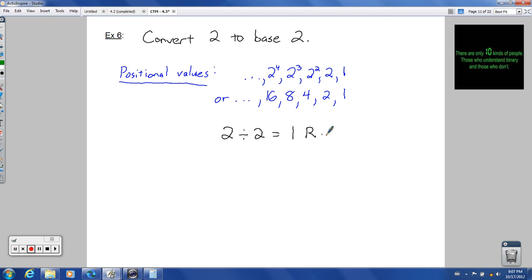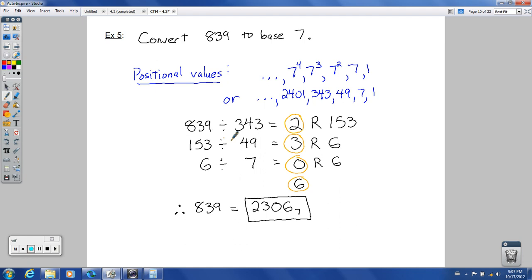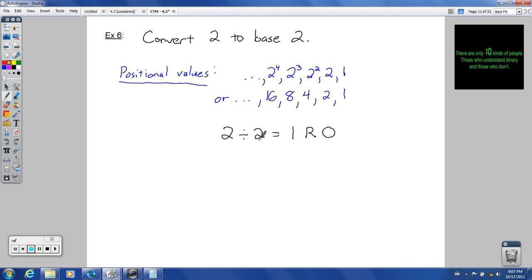So hopefully you can see how this is the same idea, same concept. What was the biggest one that went into the earlier number? It was 343. Then I just kept going down and dividing by the next place value until I got to the end. Doing the same thing here, I'm dividing 2 by the biggest one that goes into it, 2. So my remainder is 0.